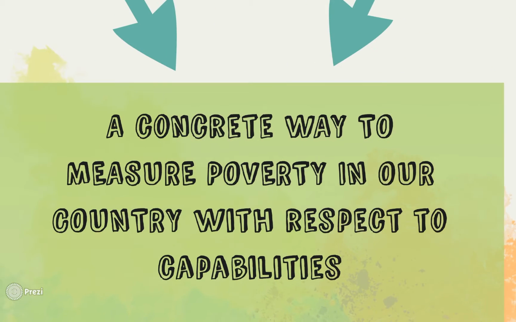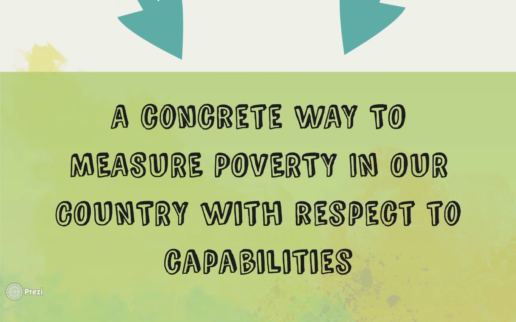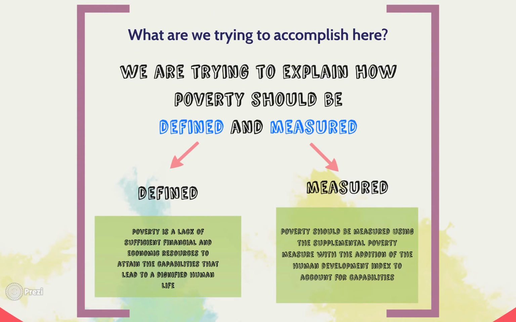By combining the SPM and HDI, we have a concrete way to measure poverty in our country with respect to capabilities. This definition and measurement will allow us to move forward with addressing the issue of poverty in the United States.